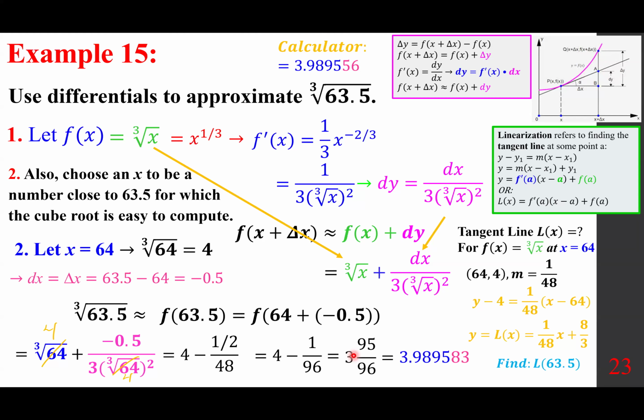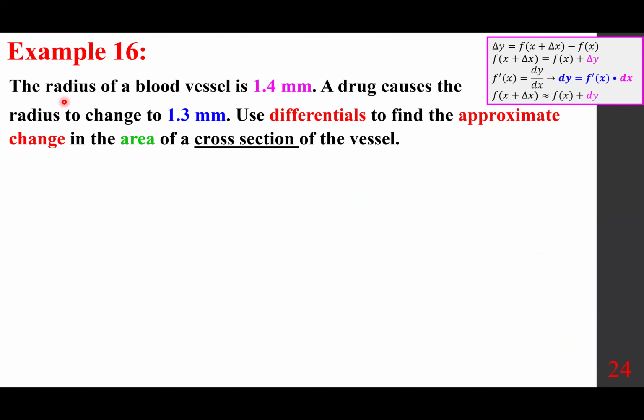So a quick recap: you find the function, just read the operation, you find the closest number, basic math, and then use the approximation f of x plus dy. If they ask you for the linearization, they're asking you to come up with a tangent line. But both will give you the same answer. Just follow the question the way they ask you.